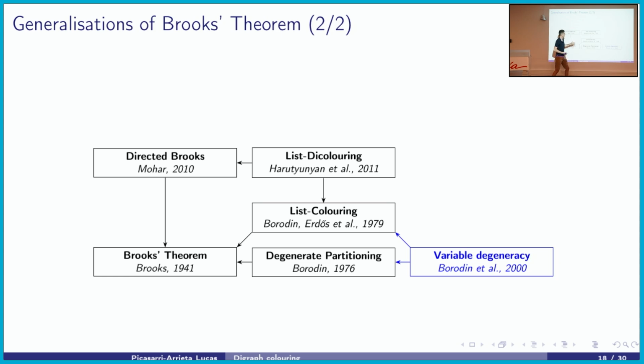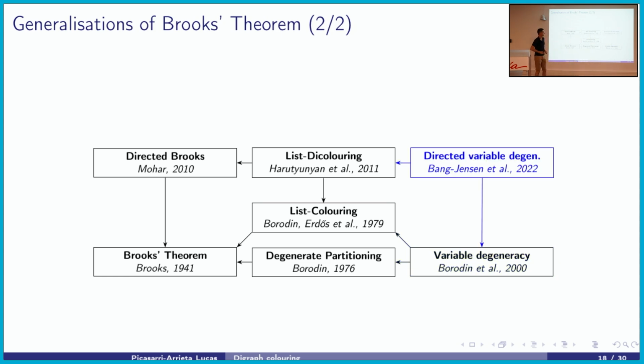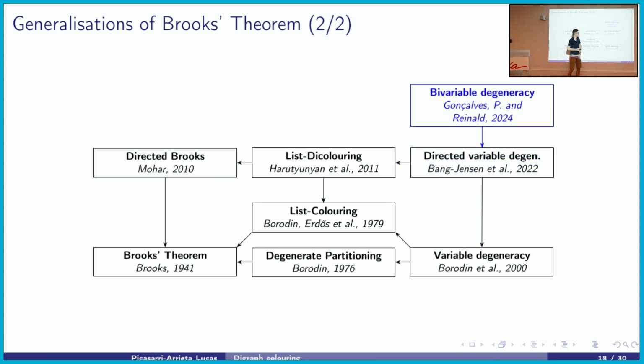And then what we want is to find a common generalization of these two independent results for digraphs. And this has been done by Bang-Jensen et al. when they introduced the notion of variable degeneracy for digraphs. And in a work with Daniel Gonçalves and Amadeus Reynolds, we proposed another definition of the variable degeneracy of a digraph that we call bivariable degeneracy. And we proved the analog of Brooks' theorem with this notion, which generalizes the one of Bang-Jensen et al. So it generalizes all these results.